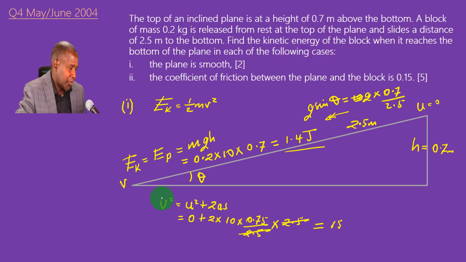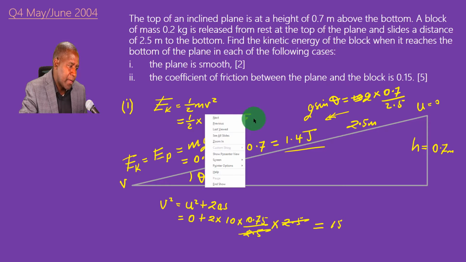Remember, that is v squared. You might not want to get the square root of it, because I can just put it in this equation directly here. So I'm going to have a half times the m, which is 0.2, times 15, like that.